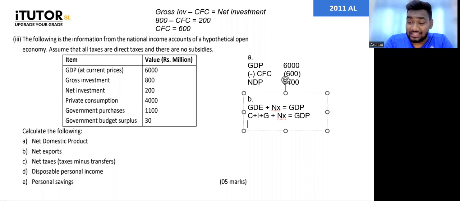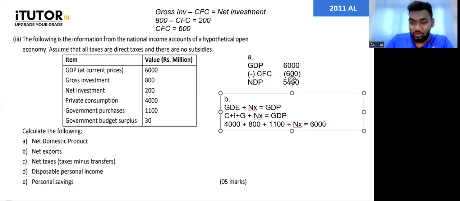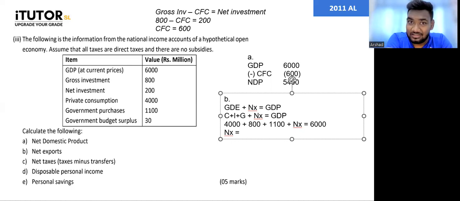So tell me, private consumption is 4,000. Guys, which investment do we take, gross or net? Do I take gross investment 800, or net investment 200? Remember, you take gross investment because you're calculating gross domestic product, so you have to include consumption of fixed capital. So that's 800. How much is government purchases? 1,100, plus net exports, is equal to the GDP of 6,000. I'm not going to do the maths for you all. Can you move things around and tell me how much is net exports? Net exports is 100.